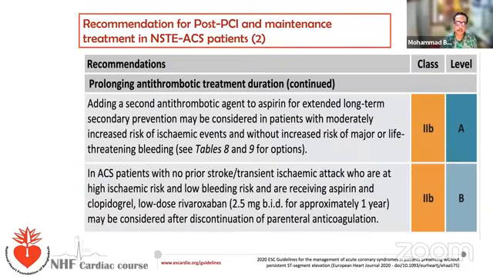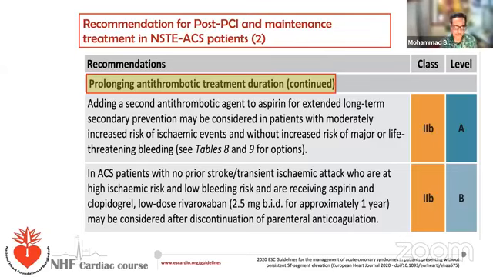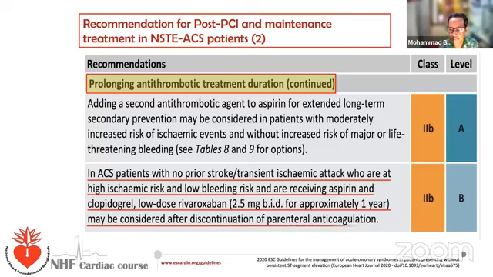Now, how can we prolong? Again, there is a very interesting concept here. I just want to explain it. Now, a patient has come to the cath lab and you have done a PCI, and now the patient has gone to the ward or CCU. You have stopped parenteral anticoagulation. You have started aspirin and clopidogrel. Now you can add a third agent, low dose rivaroxaban, 2.5 milligram BID, for approximately 1 year, along with aspirin and clopidogrel. It's also a new idea which has come into this guideline.